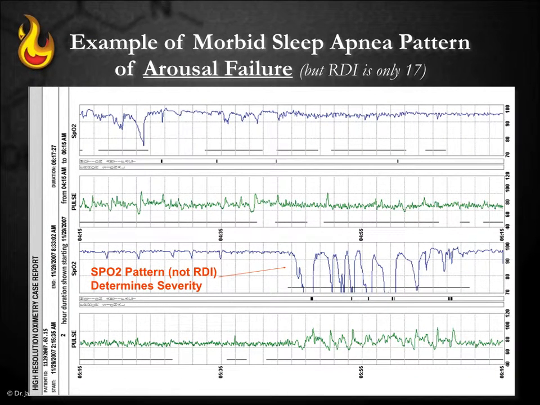Now, what about morbid arousal failure? What that is, they start to drop, and if you notice the illustration here, they don't recover before they go into another event, and then another event, and another event. And this is what drives somebody very, very low, and in this case drives them right off the graph.